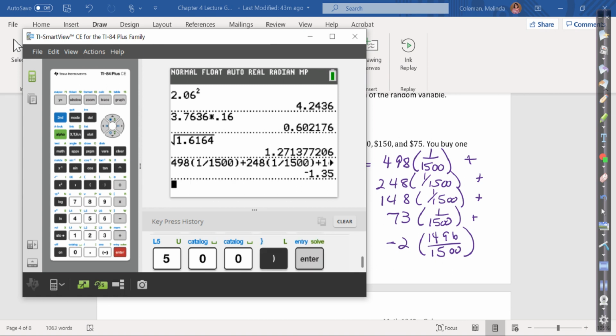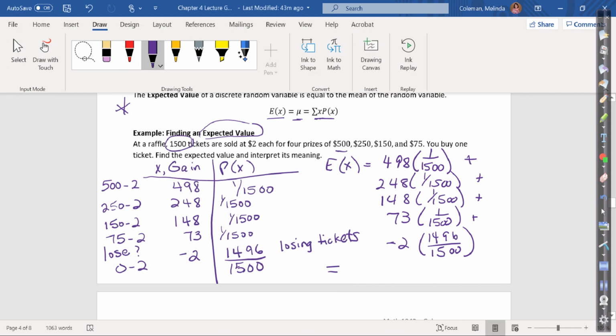And enter. And my expected value is negative. And again, that should make sense because more times than not you're going to lose. So my expected value is negative $1.35. That's the expected value to play the game. So expect to lose, basically, is what that's telling me. All right, and that wraps up section 4.1.